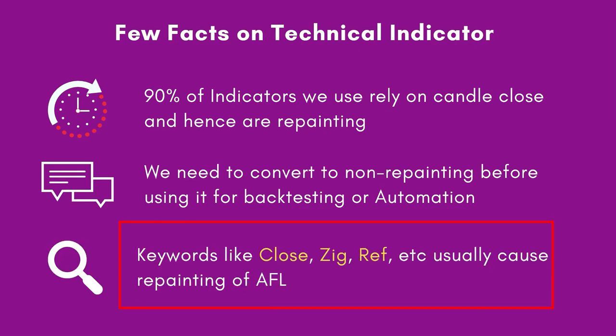And keywords like close, zig, ref, etc. usually cause repainting of AFL. So whenever you are checking your AFL, check whether the repainting is because of these words like close, like zig or ref. Mainly these are the culprits.